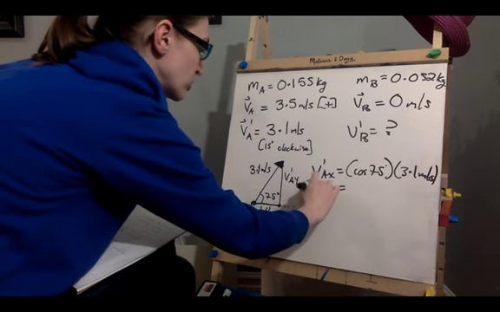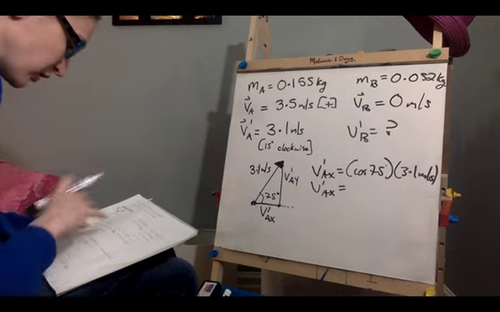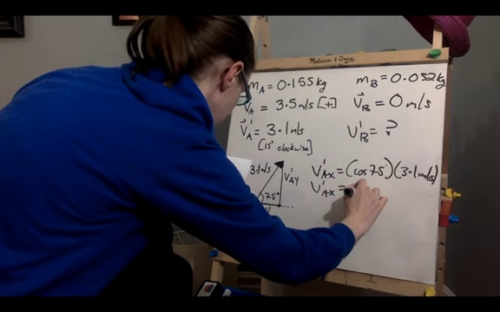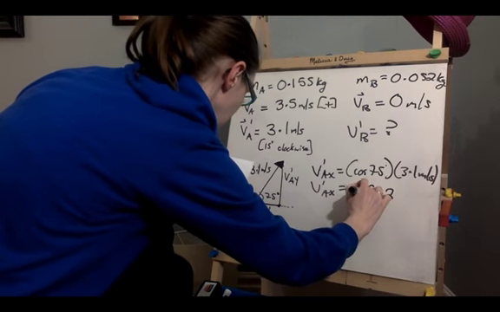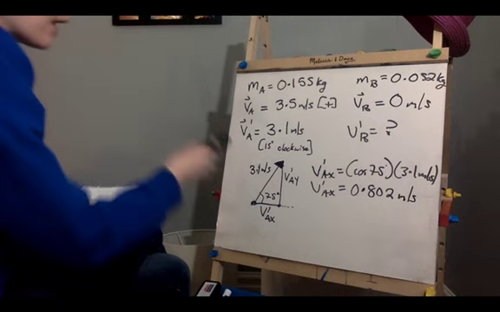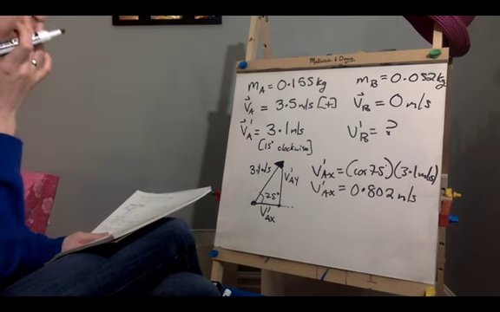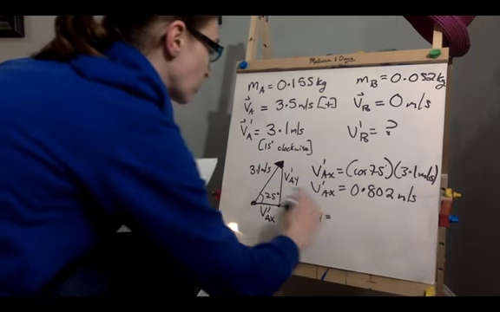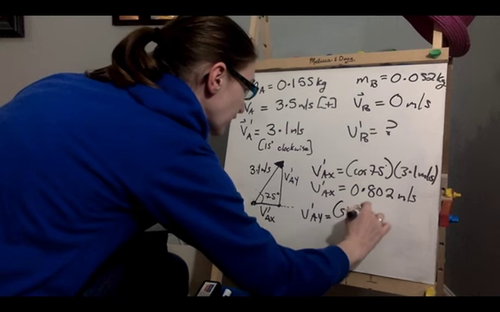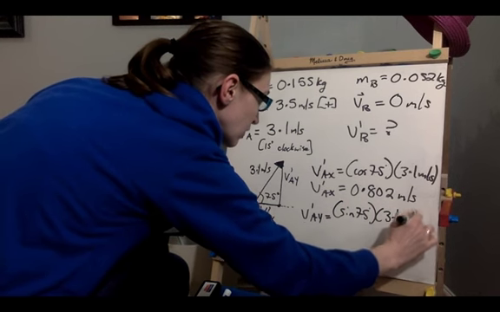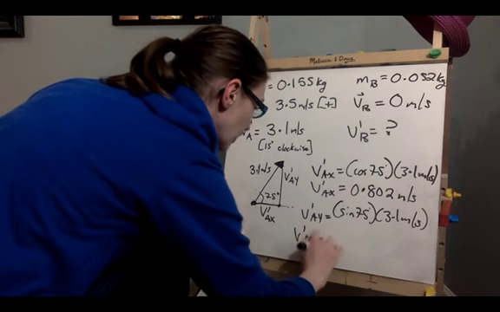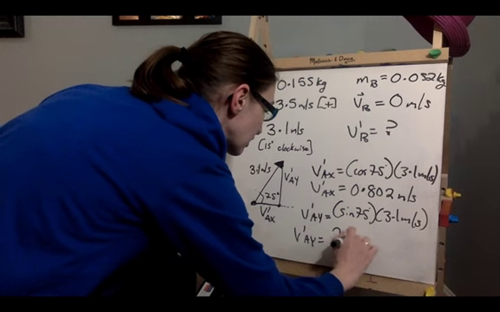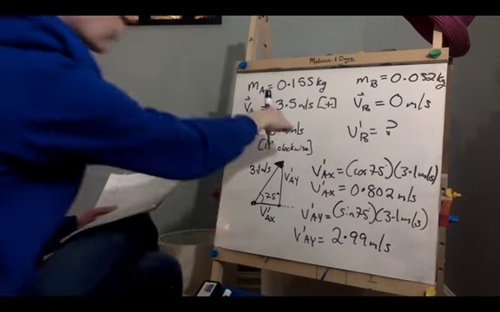Okay, and when we do that, we get a value of 0.802 meters per second, right? And that's in a positive direction, so we'll just leave that as positive there. And then our V prime AY is going to be sine of 75 degrees times our 3.1 meters per second. When we do that calculation, we get a value of 2.99 meters per second. And again, that's positive because it's going straight up, right?